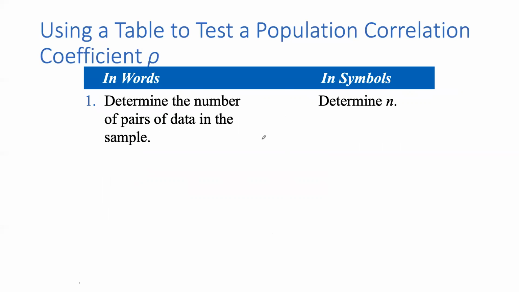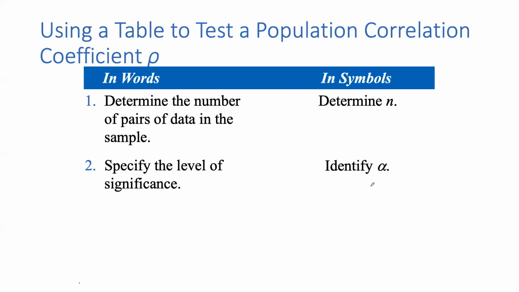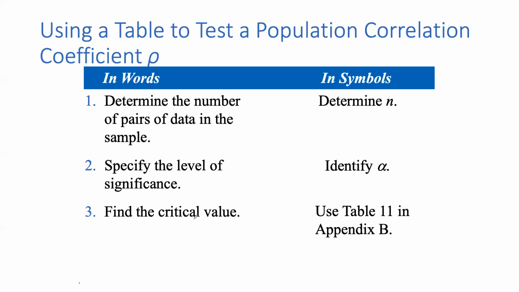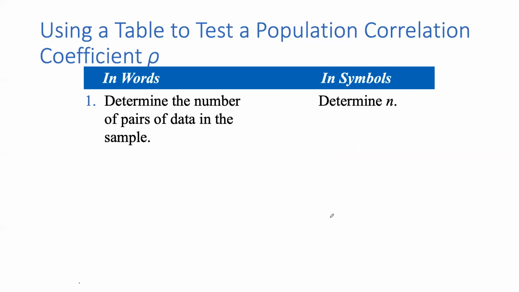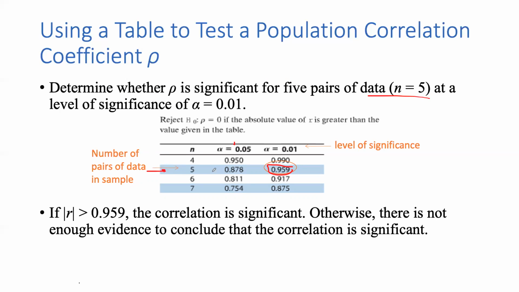Okay. So how do you do this? First, you determine n. n is the number of paired data sets. Then you identify alpha. You specify the level of significance. Do you want to do it at 5%, 1%? Then you have to find the critical value. You just pick it off the table using these two things.